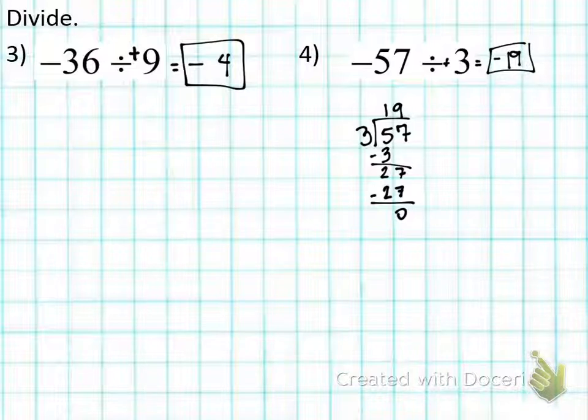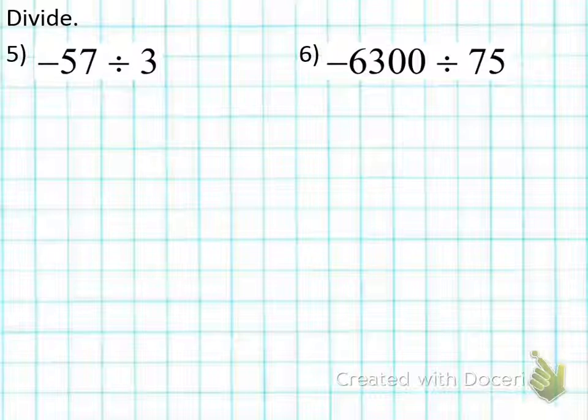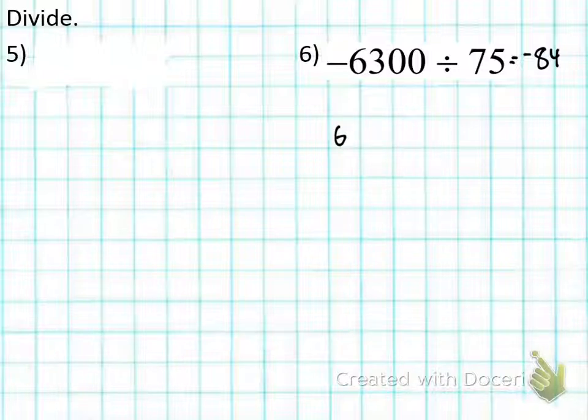Okay, next one, number 5, go. Oh, number 5 is just like number 4. Let's do number 6, go. So negative 6,300 divided by positive 75 is negative 84, right? And you're supposed to show your work, so do a side problem.